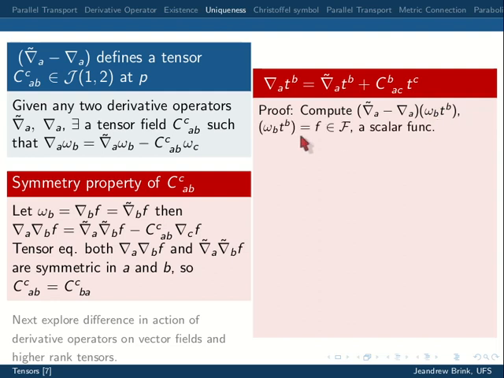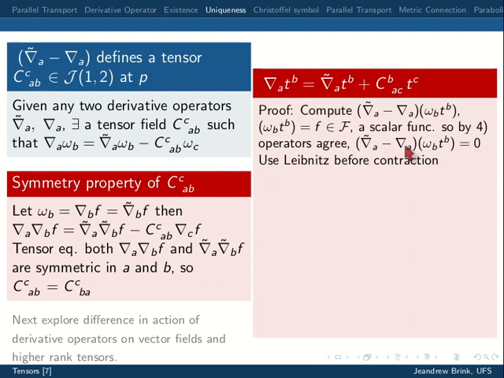Okay? So the entity that you're applying it to is ω_b times the vector, contracted with a vector t^b, so it's effectively a dot product. That equals a function, which is a scalar function. And therefore, for this particular expression applied to a scalar function, the two operators must agree, because that's the definition of what your derivative operator is. So we have that this thing equals 0.